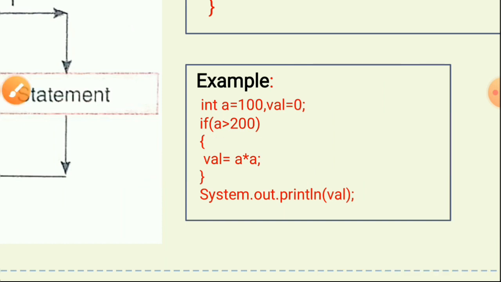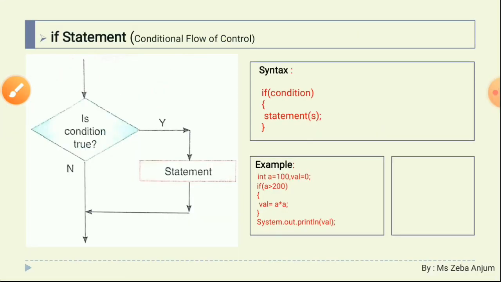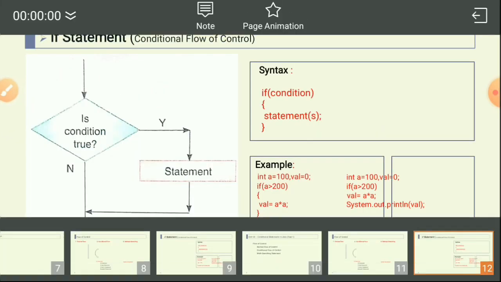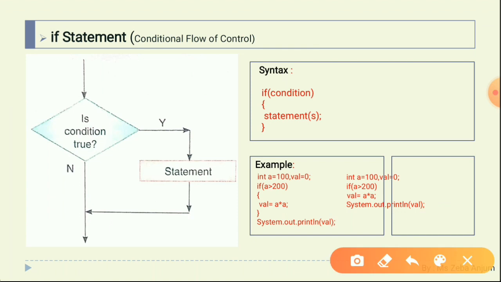Now see, we can write this example like this also. We have basically skipped these brackets because there is only one statement, so we can skip them. But in case you have multiple statements, or you can say compound statements, then you are supposed to write down these brackets.